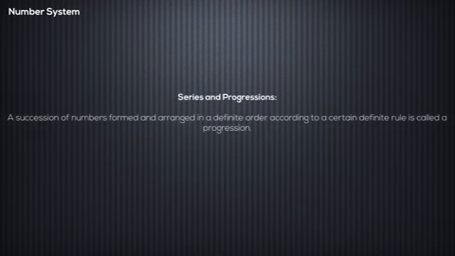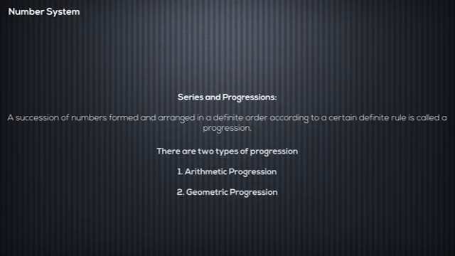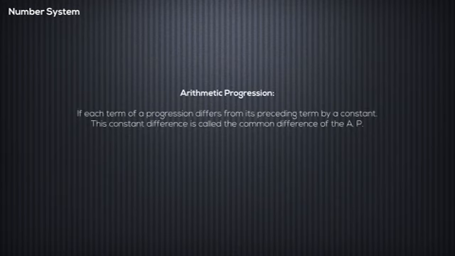Series and progression. A succession of numbers formed and arranged in a definite order according to a certain definite rule is called a progression. There are two types of progression: arithmetic progression and geometric progression. Arithmetic progression. If each term of a progression differs from its preceding term by a constant, it is called an arithmetic progression. This constant difference is called the common difference of the arithmetic progression. The nth term of an arithmetic progression is given by the formula shown on the screen. The sum of n terms of an arithmetic progression is given by the formula shown on the screen.